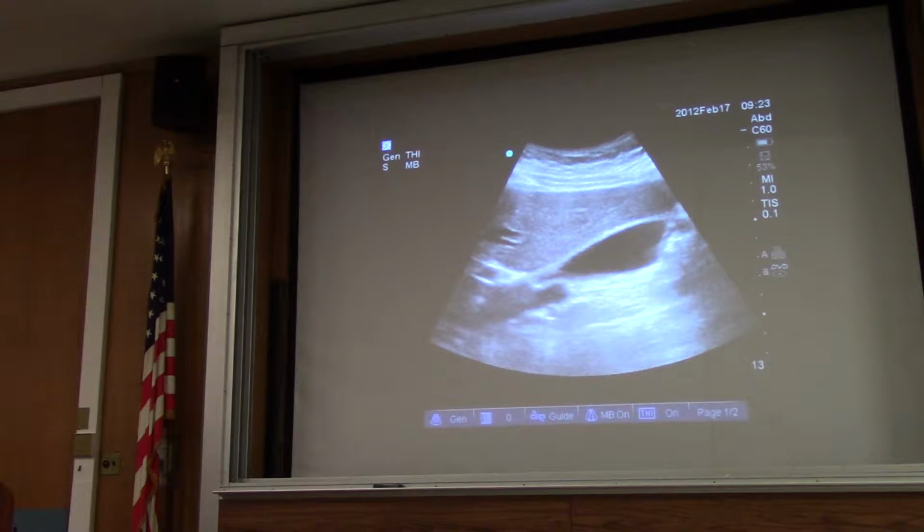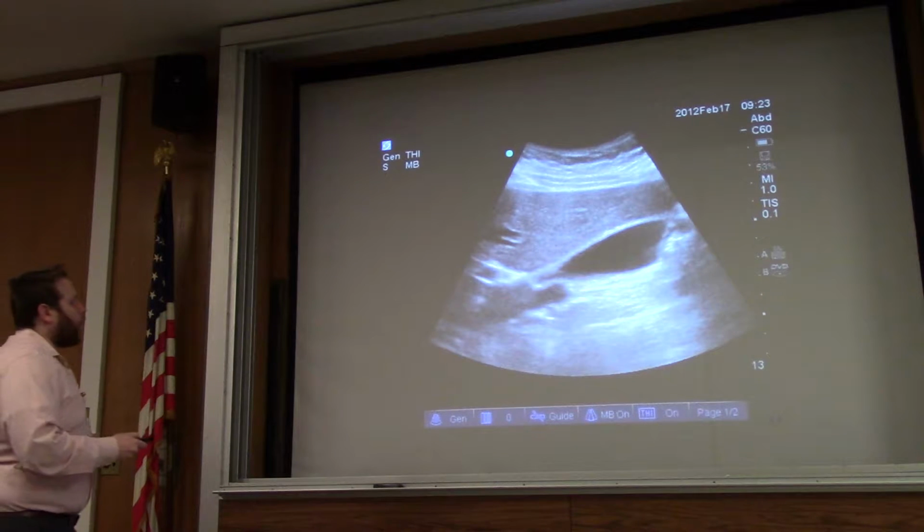So if you see the portal triad, scan down if you're in the transverse view, or aim down if you're in the longitudinal view. Right? So there's a connection there. The gallbladder is inferior to the portal triad. You guys got that? Okay.